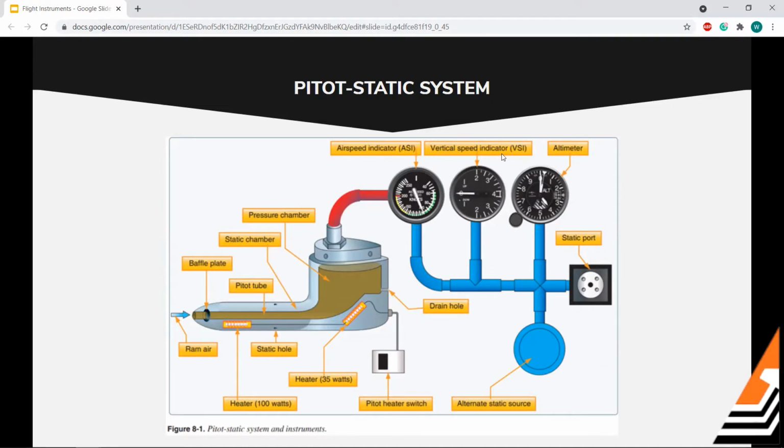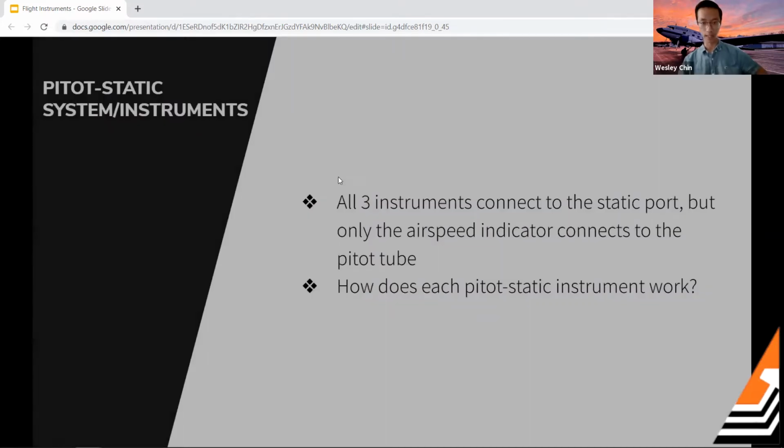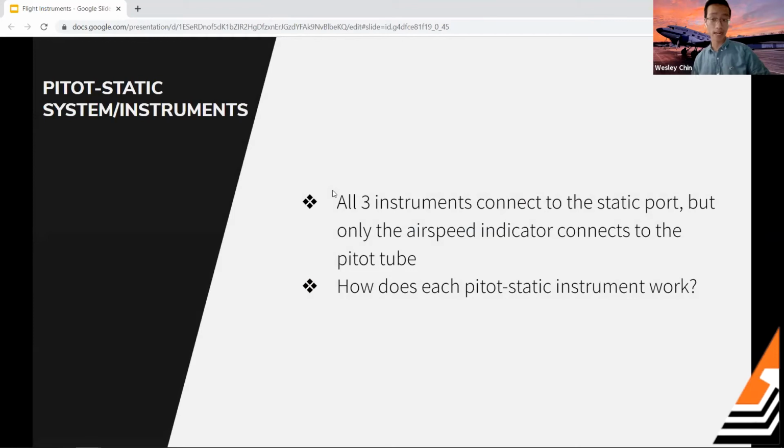Only the airspeed indicator uses the pitot tube? All right, you got it, Omar, exactly. Only the airspeed indicator uses the pitot tube. The VSI and altimeter don't rely upon the pitot tube. It's just directly from the static port. Awesome. Just to state it here, all three instruments connect to the static port, but it's only the airspeed indicator that directly connects to the pitot tube.